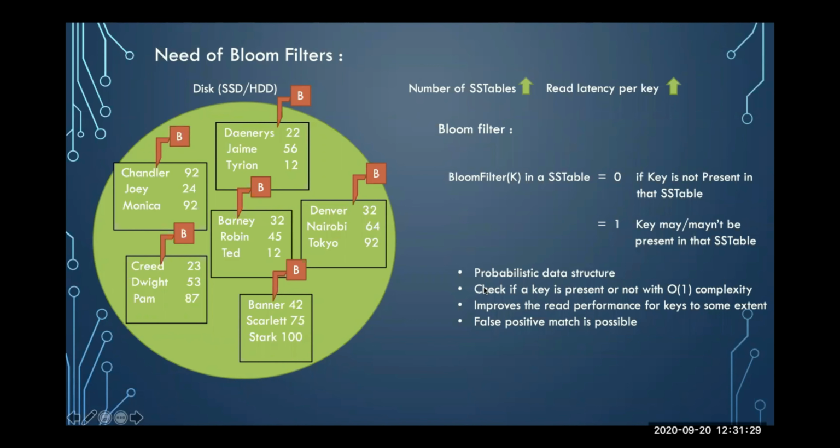So Bloom filter is a probabilistic data structure. It checks if that key is present in the SS table or not with O(1) complexity. It improves the read performance for the keys to some extent. And the only disadvantage is that sometimes this false positive match is also possible.